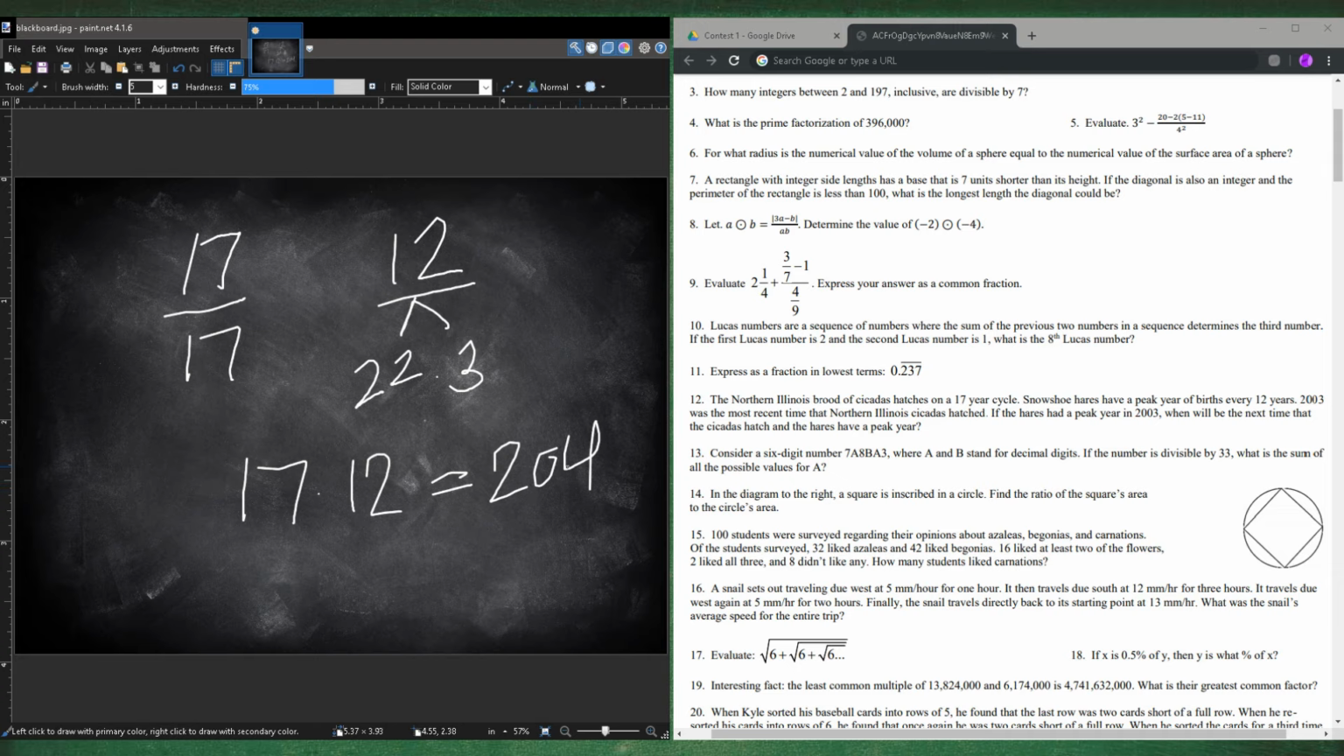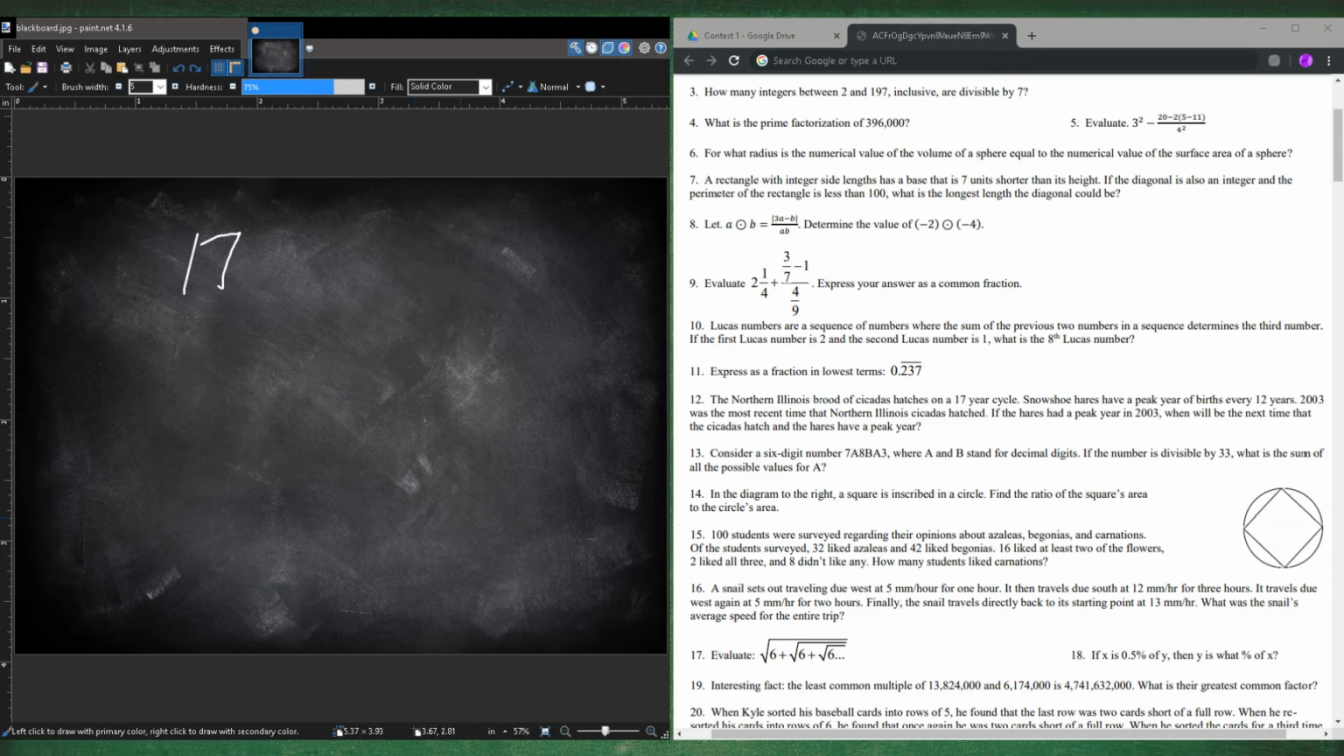So 204 plus 2003 is 2207 as the year, which is basically that simple. You just have to look for the LCM. That's basically all you do, and then you just add it to the initial amount to get the final answer.